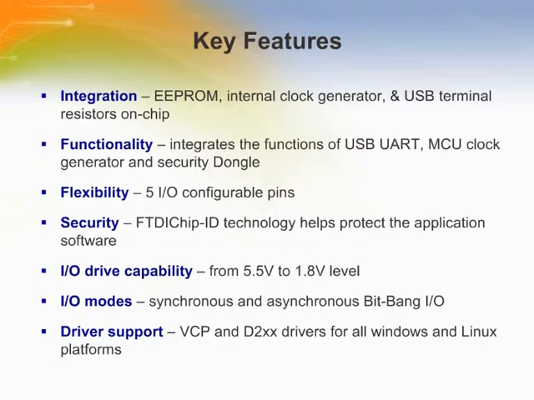FTDIChip-ID security dongle feature. This FTDIChip-ID feature allows a unique number to be burned into each device during the manufacture, which can be used to protect any customer application software from being copied. The FT232R supports both synchronous and asynchronous bit bang mode.